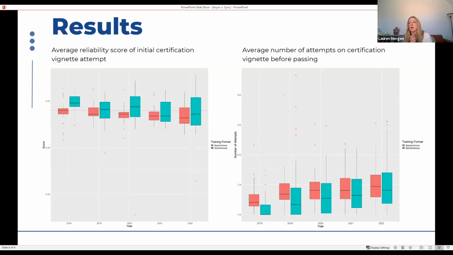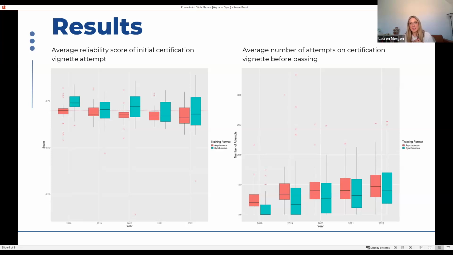What's really interesting about that is that since there is so much more variability in the synchronous group, it might point to the fact that who the trainer is has an impact on how you perform on the actual certification vignette, which isn't something that we explored, but it is kind of cool to see this variability in the results themselves.